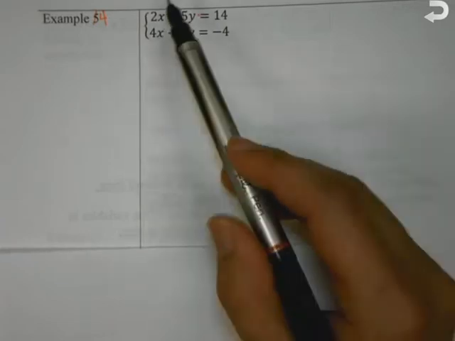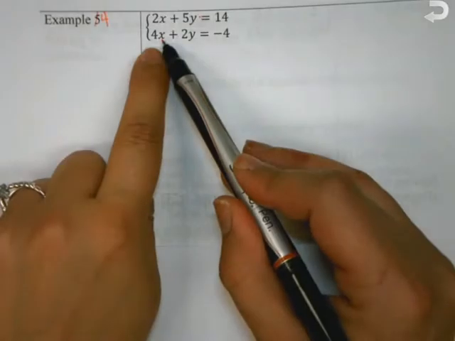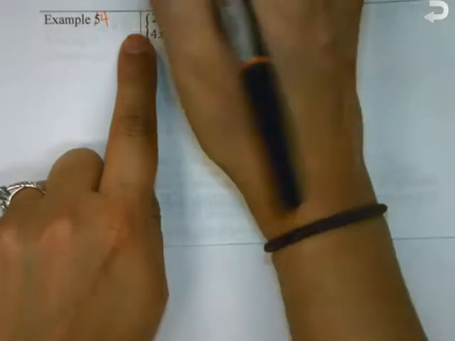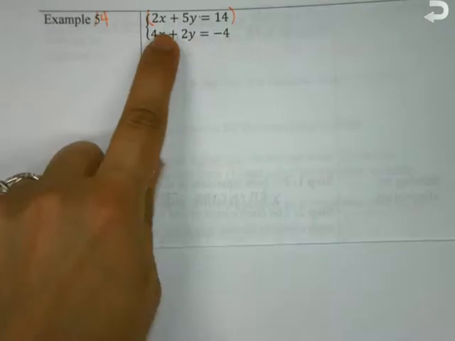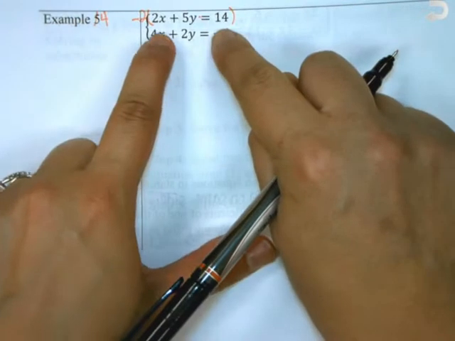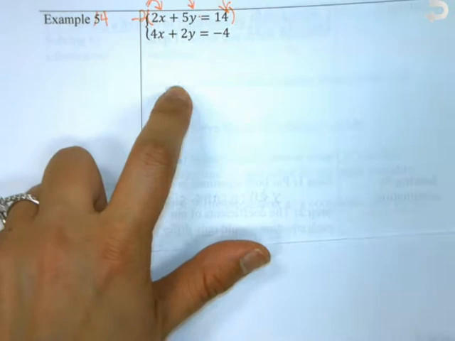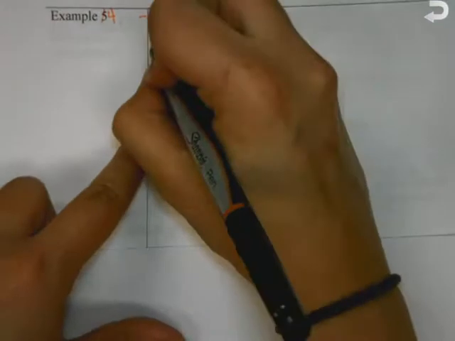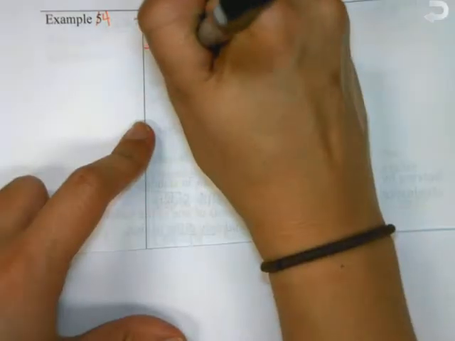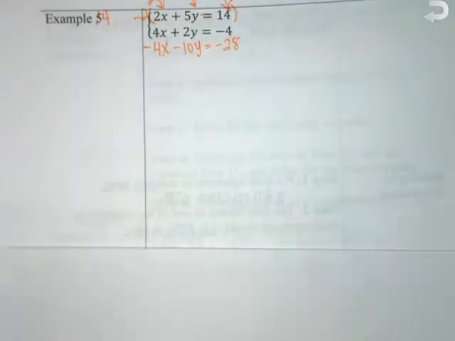So notice how we have 4x. In order to eliminate, we want this guy to be negative 4x. So what would I need to multiply by to make 2x into a negative 4x? Negative 2. So you multiply the entire equation by negative 2. Everything. The x's, the y's, and the answer. So that's going to give me, I'm just going to write it below, negative 4x minus 10y equals negative 28. Well, it's a negative times positive 14, so it's going to be negative 28.